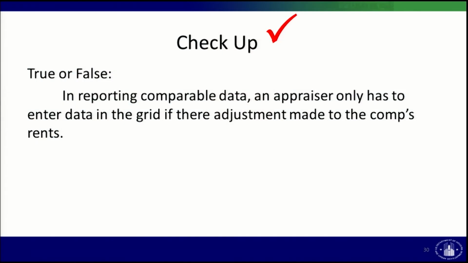It's time for another checkup. This time we're going to make it easier on you, and we're going to do a true-false. Here we go. True or false? In reporting comparable data, an appraiser only has to enter data in the grid if there is an adjustment made to the comp's rents.